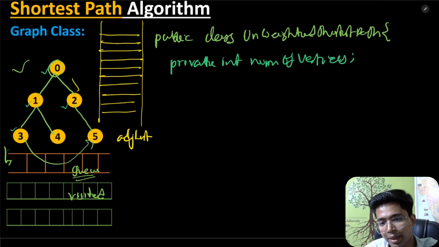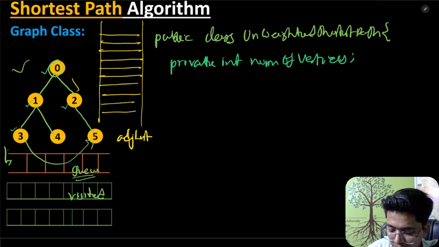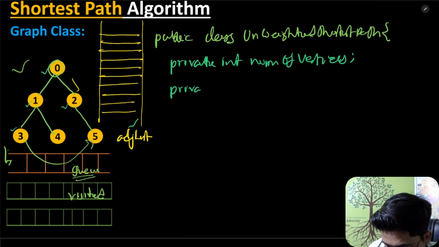So we declare the number of vertices here. Once we have declared the number of vertices, then we will be creating this adjacency list. So private, and then we create a list, private list. This is the main list. We have created this list.